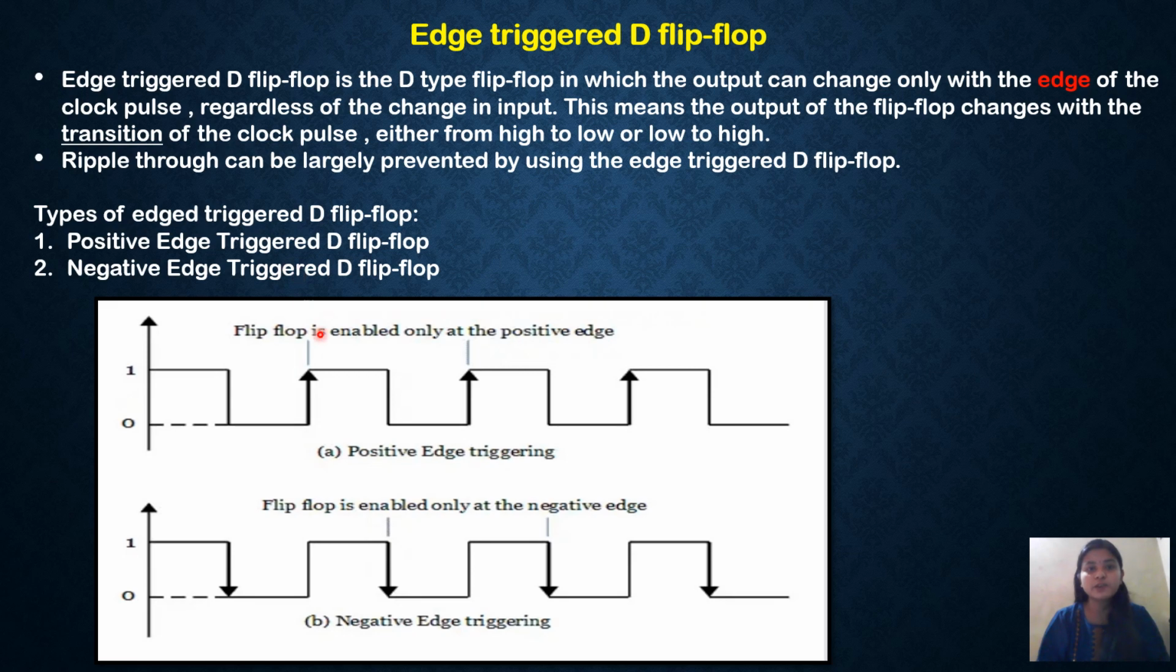There are two types of edge trigger D flip-flop: positive edge trigger D flip-flop and negative edge trigger D flip-flop. In positive edge trigger D flip-flop, the flip-flop is active only at the positive edge, that is the transition of the clock pulse from 0 to 1. In negative edge trigger D flip-flop, the flip-flop is active only at the negative edge, that is the transition of the clock pulse from 1 to 0. Let us learn about it in detail in further slides.